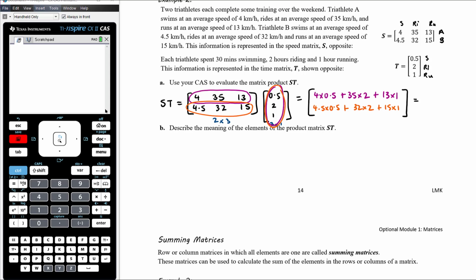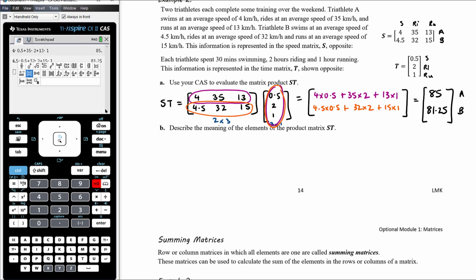Okay, so we can get our CAS. Now, obviously, if you're instructed to use your CAS, no one can know what it is you actually type into your CAS. So personally, having thought through those multiplications in order to understand what's happening, I probably would just type in at this point those two calculations: 4 times 0.5 plus 35 times 2 plus 13 times 1. That's 85. And 4.5 times 0.5 plus 32 times 2 plus 15 times 1, 81.25. Okay, so this is triathlete A and this is triathlete B.